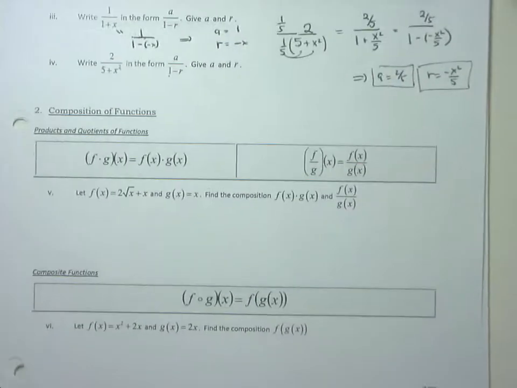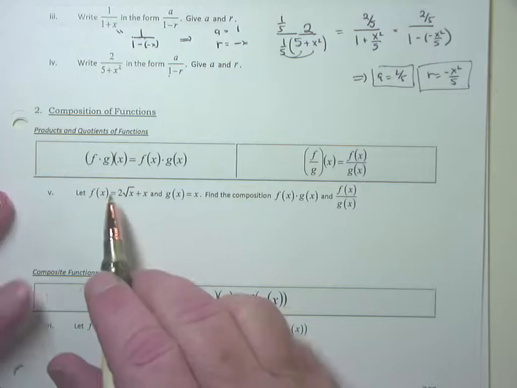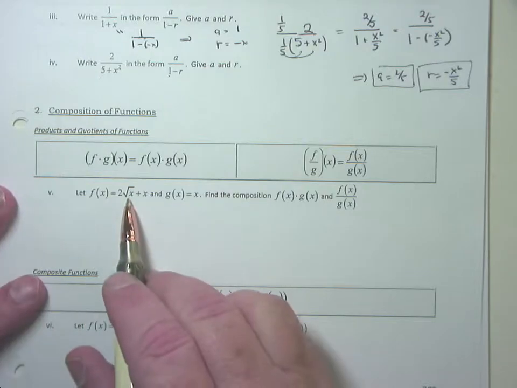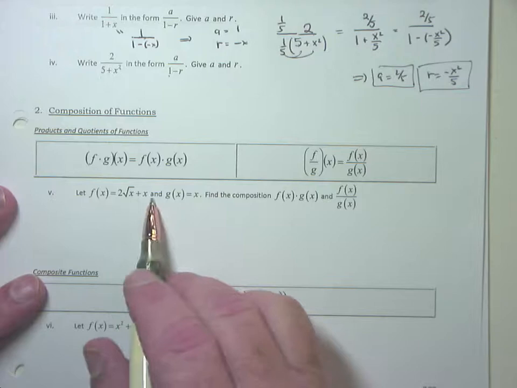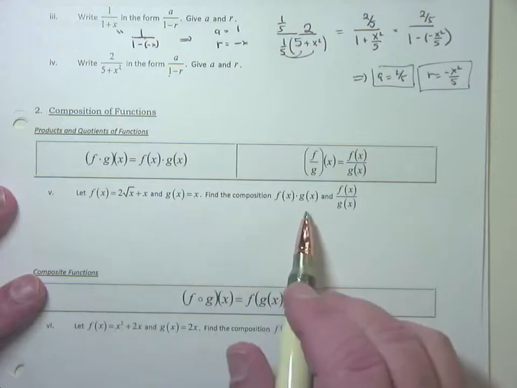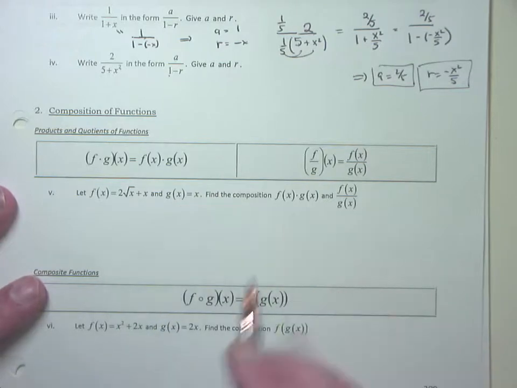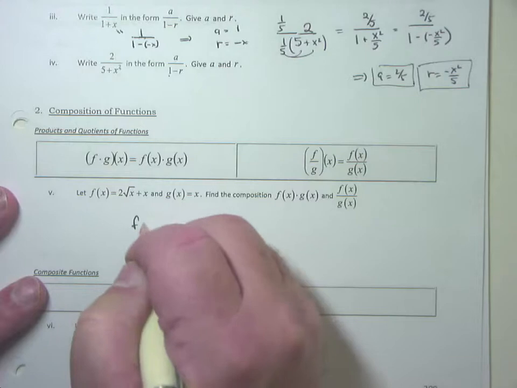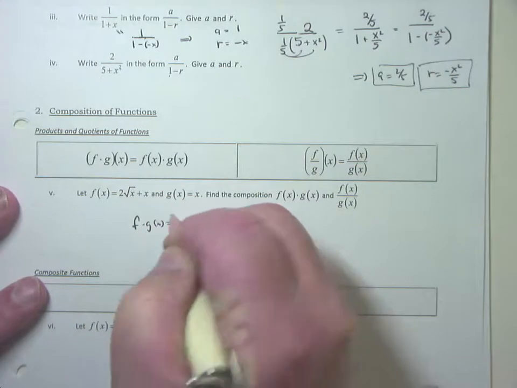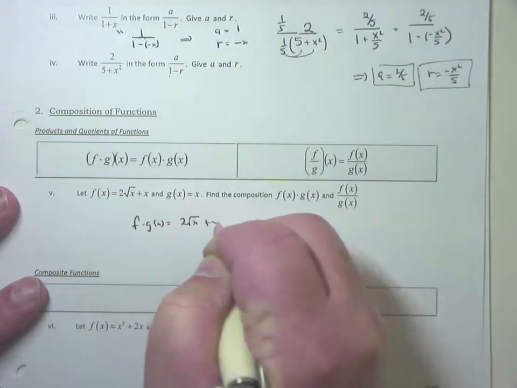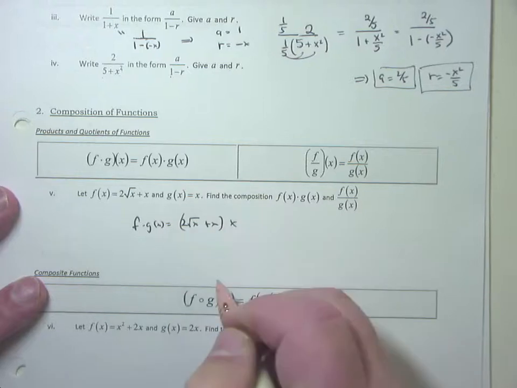And some other little aspects of putting these pieces together in these series. You've got to look at things as being products and quotients here. So if f of x is equal to 2 times the square root of x plus x, and g of x equals x, find f times g. So f times g of x would be (2 square root of x plus x) times x.